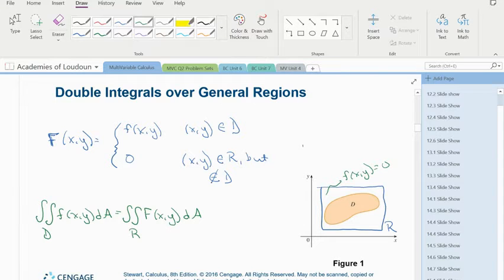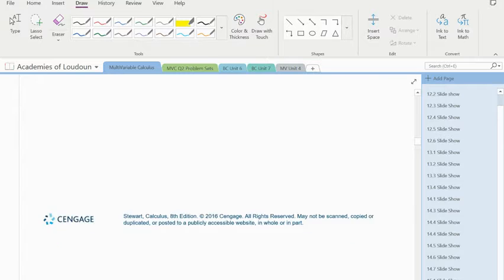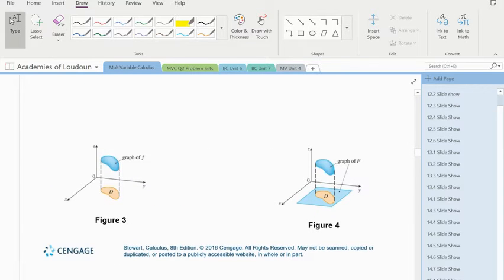And in the case where little f of x,y is greater than or equal to 0, we can still interpret the double integral as the volume of the solid that lies above D and under the surface z equals f of x,y, or the graph of f. You can see that this is reasonable by comparing the graphs of little f and big F in Figures 3 and 4, and remembering that the double integral over the region R of capital F of x,y dA is the volume under the graph of F.